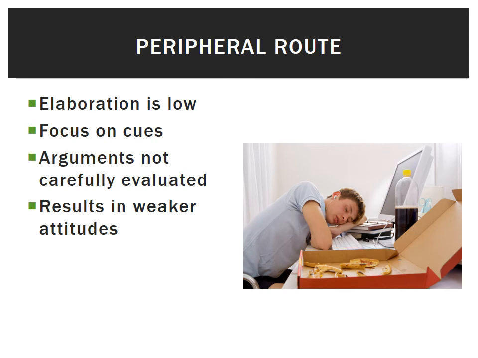Again, not less persuasion, just weaker attitudes, which in turn, as I said before, means that those attitudes are less predictive of your later behavior. So again, like that vegetarian ad, you're less likely to actually eat vegetarian if you were persuaded via the peripheral route.